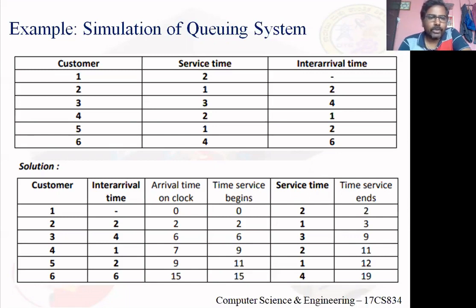Now coming to the fourth inter-arrival time, it's 1. The fourth inter-arrival time is 1, which means after the third arrival, there is a 1 minute gap for the fourth arrival.